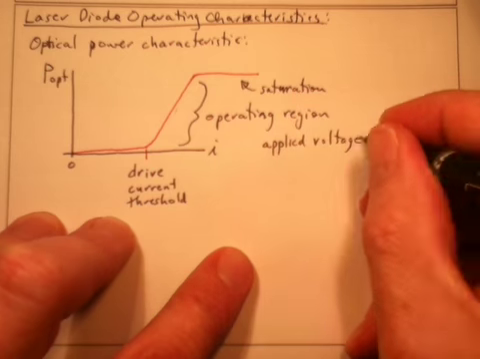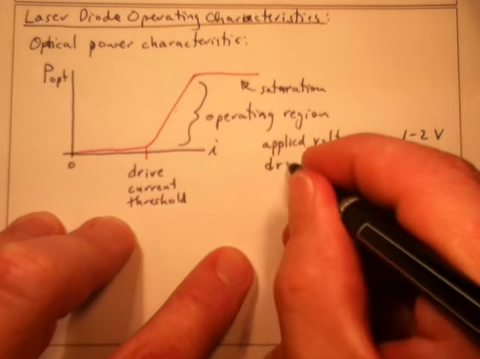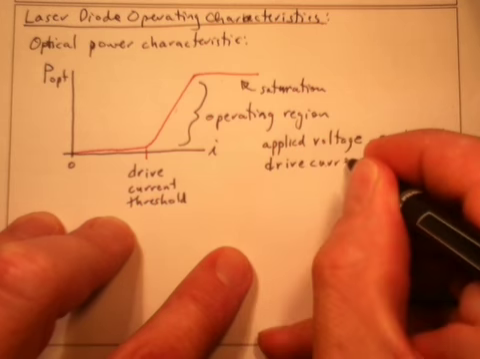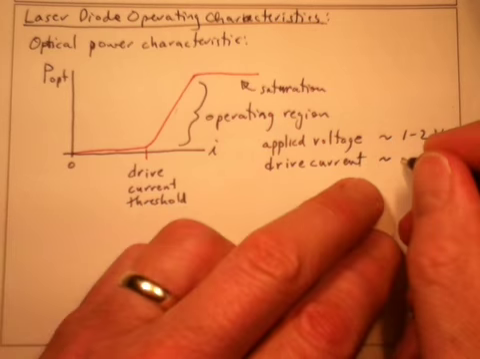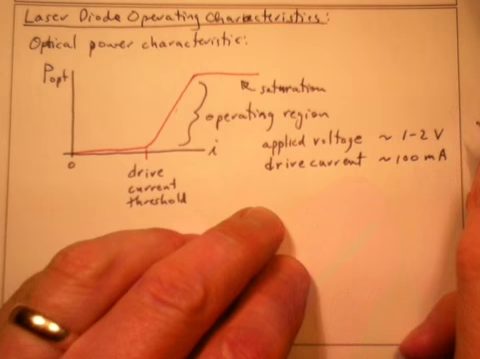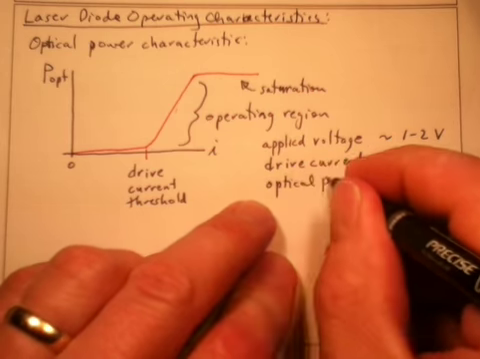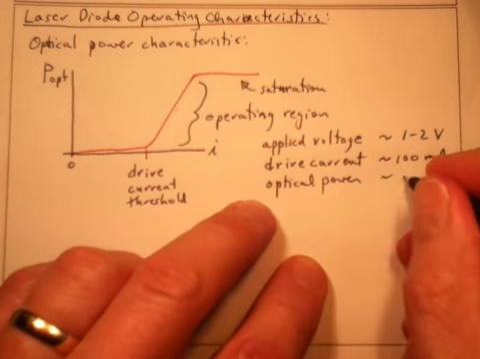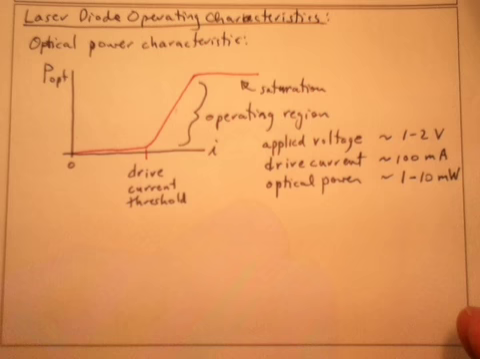is typically 1 to 2 volts. Drive current is typically in the range of 100 milliamps. And finally, optical power out is in the range of say 1 to 10 milliwatts of optical power out. So that gives you some idea.